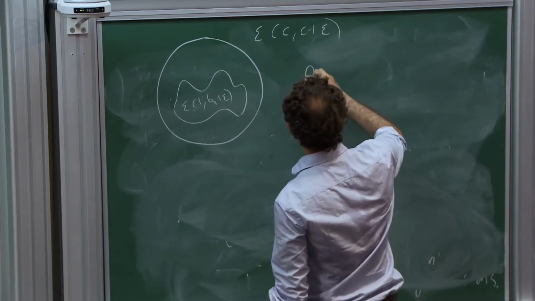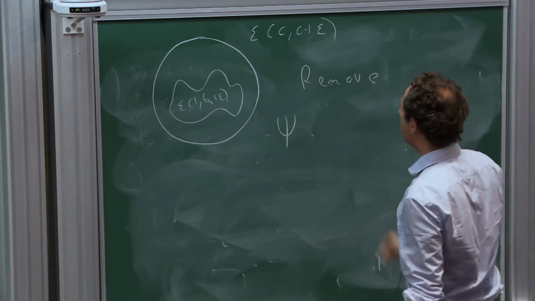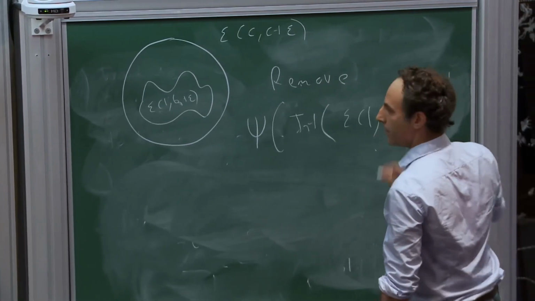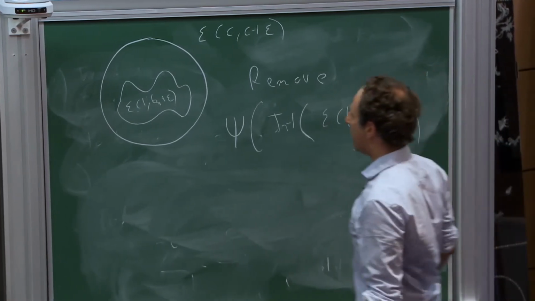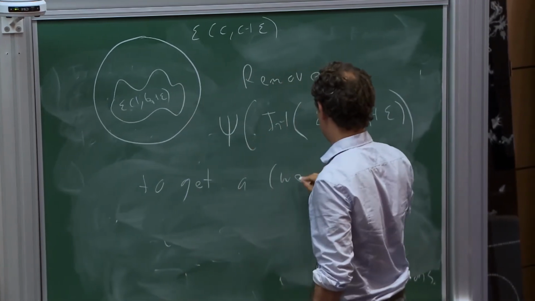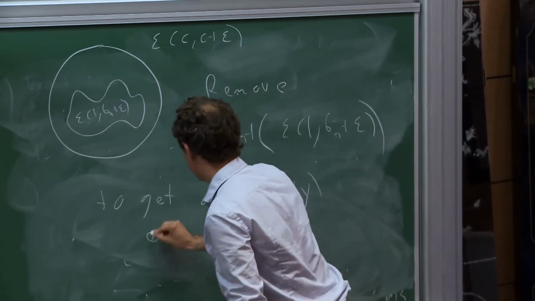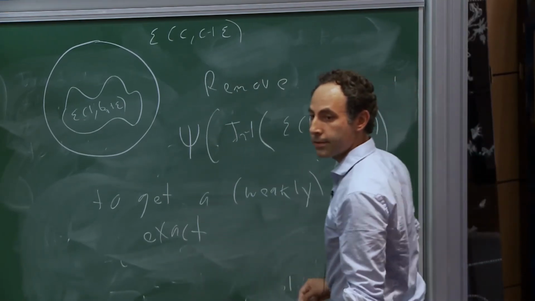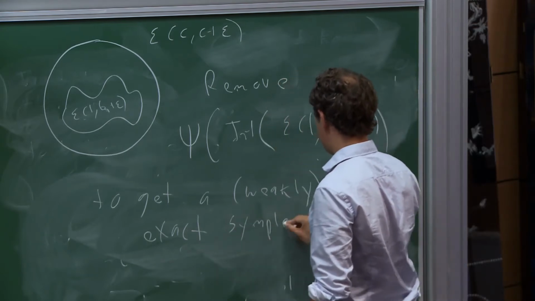So I'm now going to remove psi of the interior of E of 1, Bn plus epsilon, to get a cobordism X. Who promises you that the boundary of that thing is... It was a closed ellipsoid. This is the whole point of the enclosure. So this gives you a weakly exact symplectic cobordism.